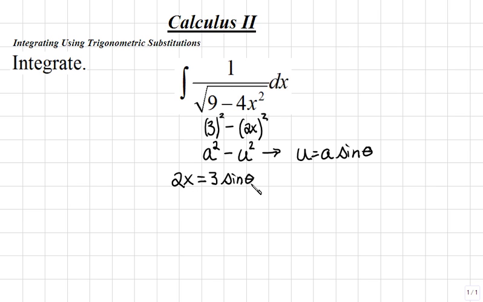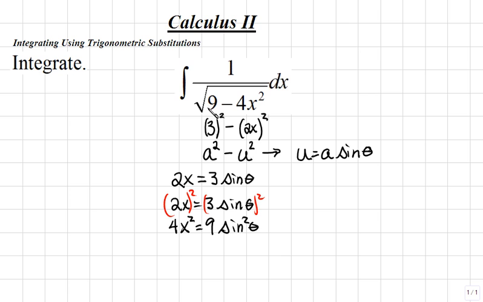Let's now manipulate this substitution into the denominator, as well as differentiate our substitution to replace dx in terms of d theta. So let's first manipulate our substitution 2x equals 3 sine theta into the denominator. To do this, we'll first write the substitution again, and we'll square both sides. So squaring both sides of the substitution, we get 2x being squared becomes 4x squared equals 3 sine theta squared, which becomes 3 squared is 9 sine squared theta.